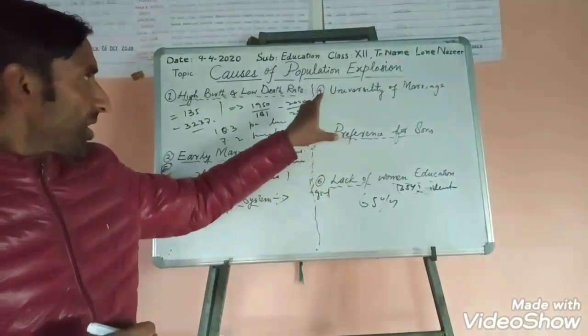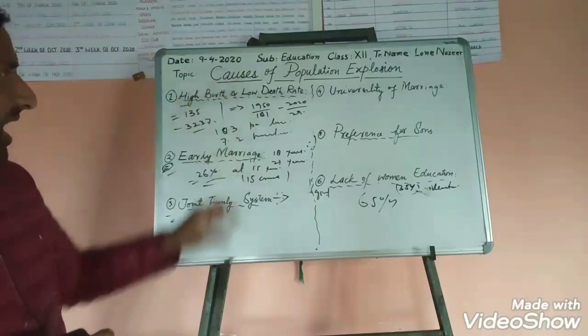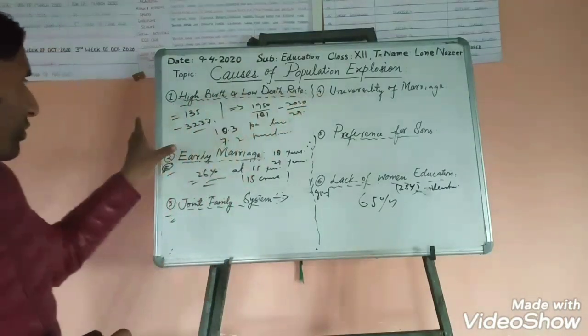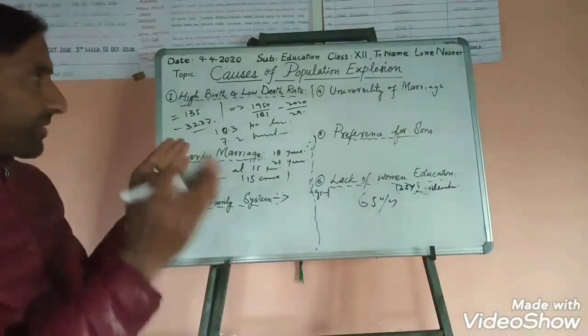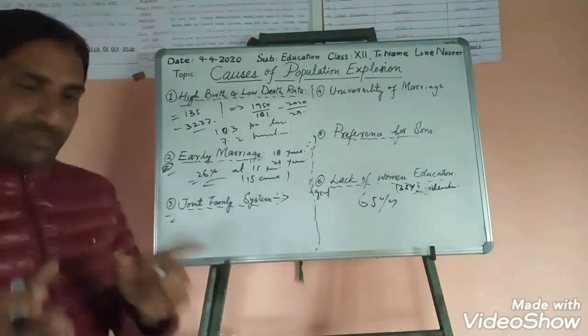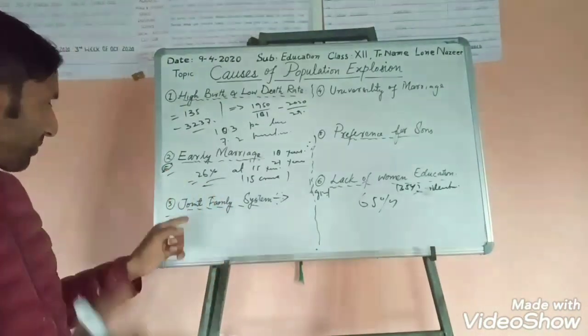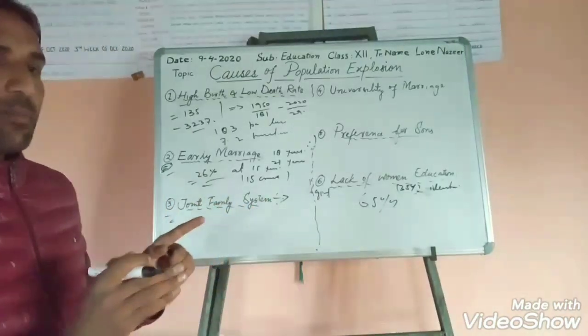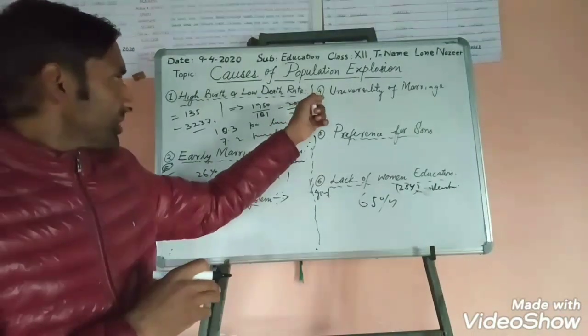So in the last, we will have a quick revision on these causes. First one is high birth rate and low death rate. There's a gap between death rate and birth rate. Early marriage is also a responsible cause for population explosion. Third one is joint family system is also a cause of population explosion.